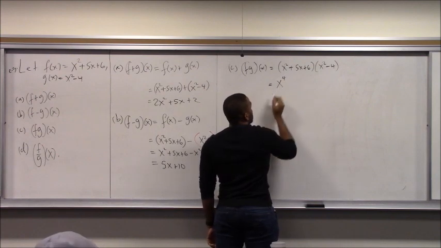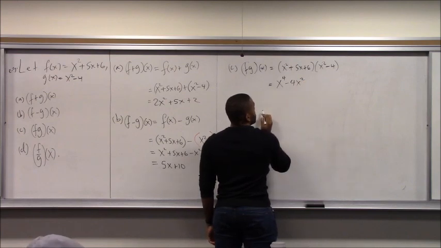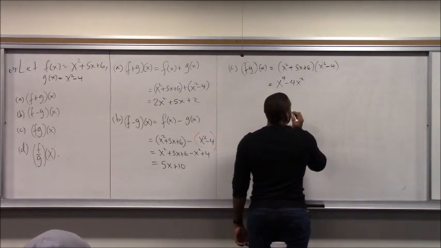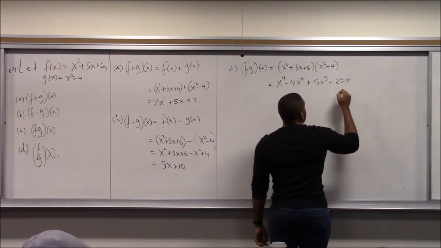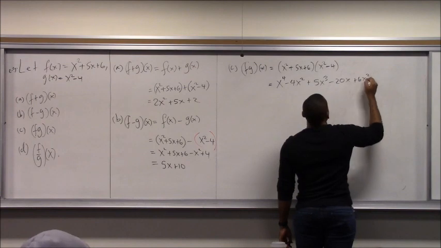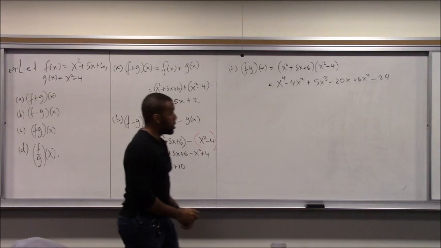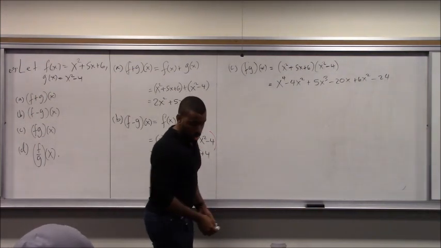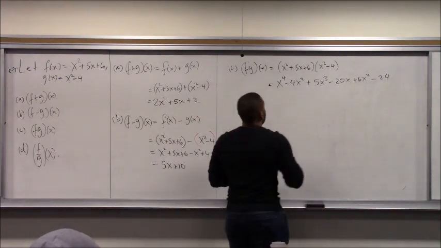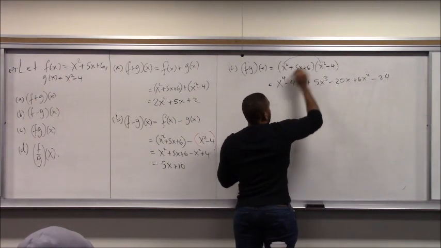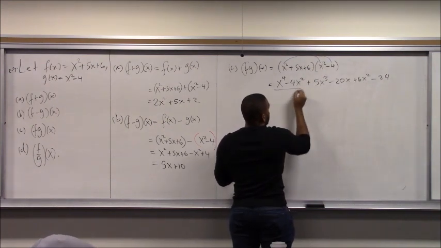x to the fourth minus 4x squared plus 5x cubed minus 20x plus 6x squared minus 24. So remember how we multiply out? You take each term in one set of parentheses and multiply every term in the other set. So x squared times x squared gives me x to the fourth. x squared times minus 4 gives me minus 4x squared, so that's the first part.